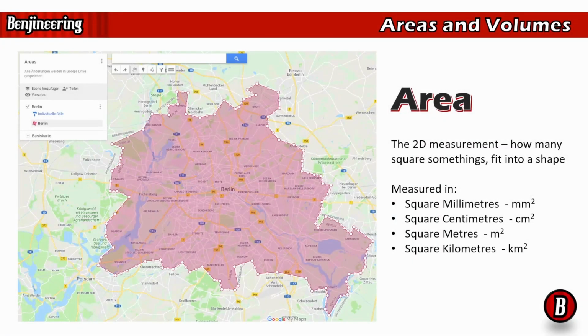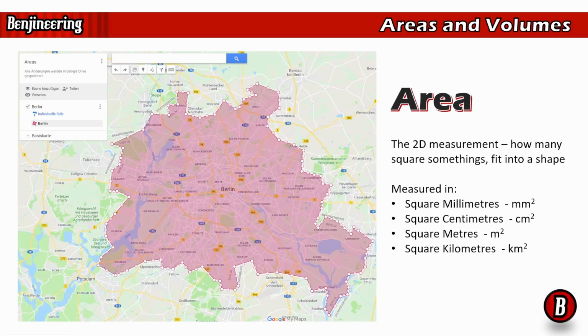So the first thing we're going to do is have a look at what these terms mean. So we've got area and volumes. So area is a 2D measurement. So this is like saying how many squares of something can fit into a shape. So the way we measure these is usually in millimeters squared in engineering, or it could be centimeters squared, meter squared, kilometer squared, etc. If you were measuring something like the area of Berlin, then you would probably use kilometers. And if you were doing something smaller, then you'd probably use one of these other ones.